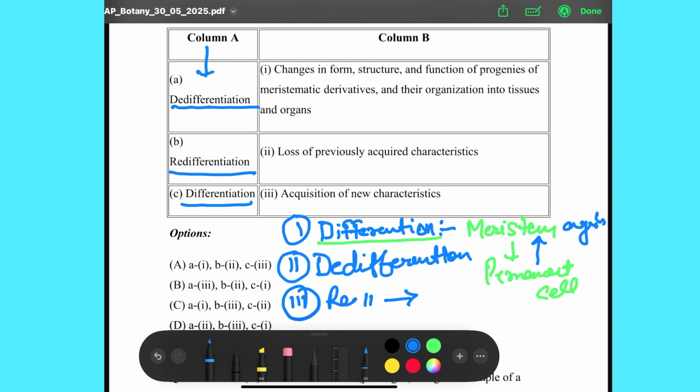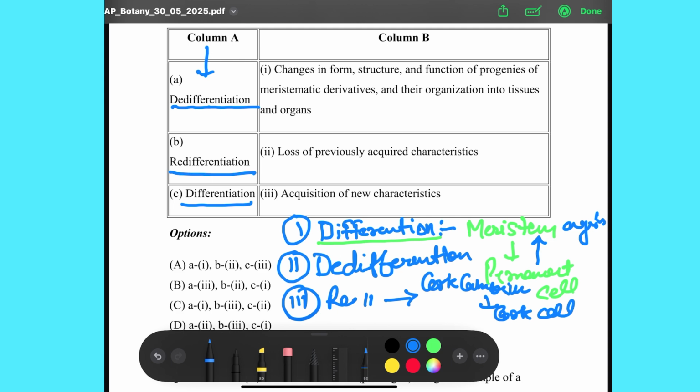perform a new function, like cork cambium makes cork cells. It is an example of re-differentiation.